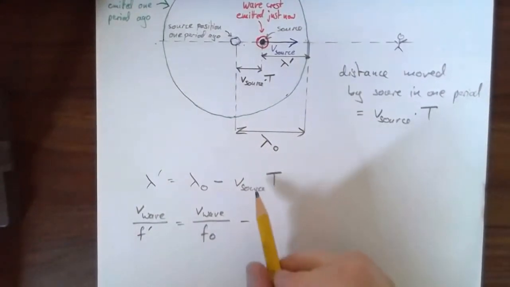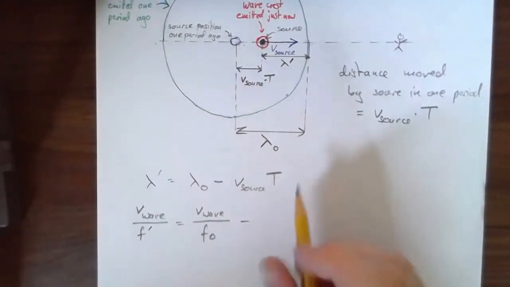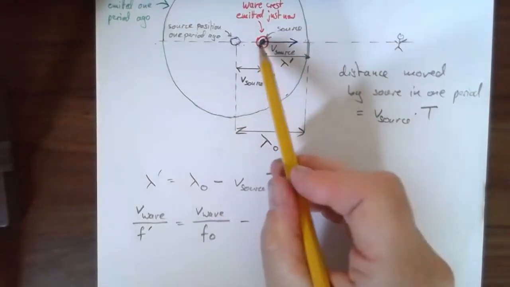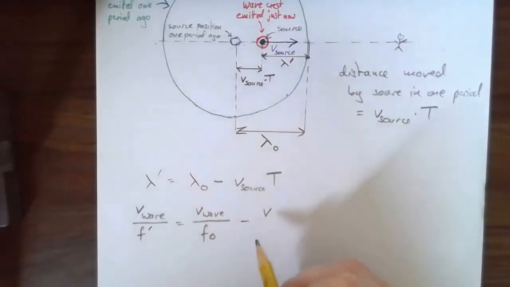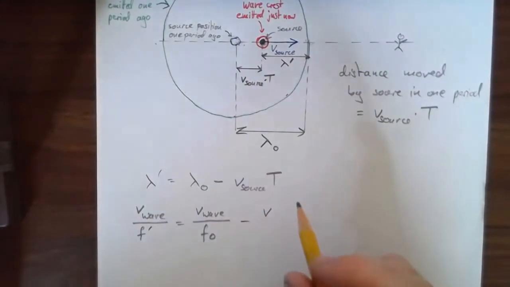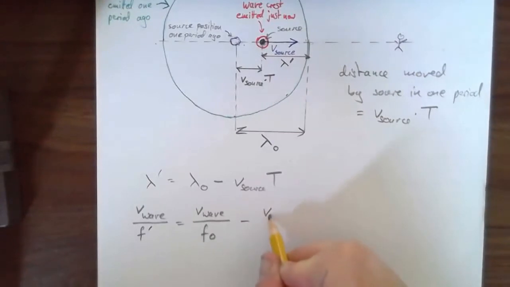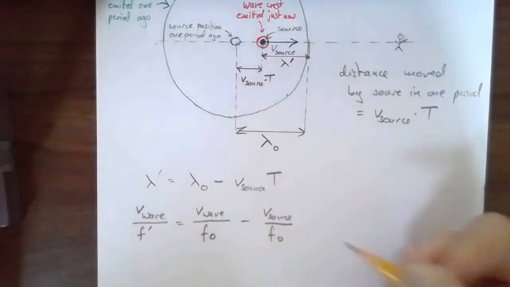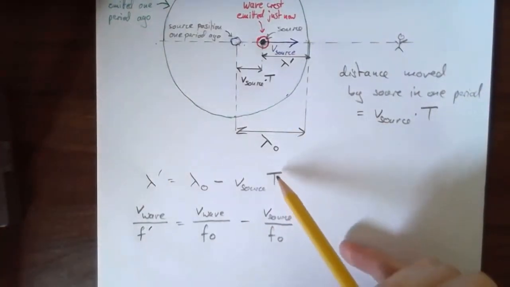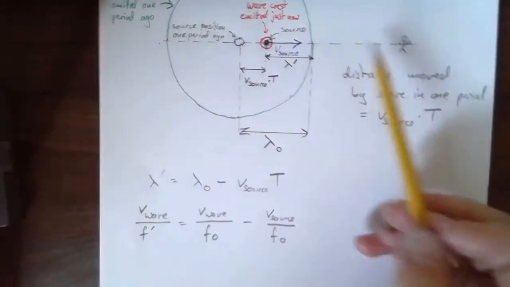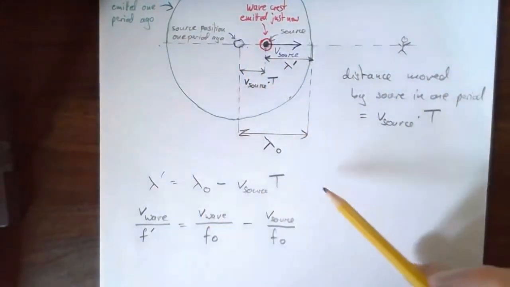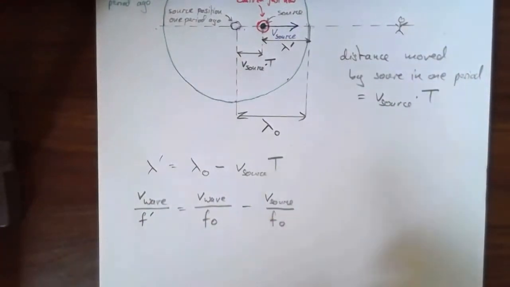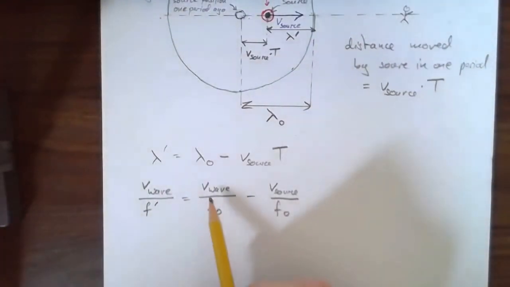Minus, how can I rewrite this? Well, t is 1 over f. And of course, the time here from here to here is the original one. So I'm going to have this be the speed of the source over f naught, right? Because that is the original period, not the period that you hear, the period of the emission. Okay, we can simplify this a little bit, fairly straightforwardly.